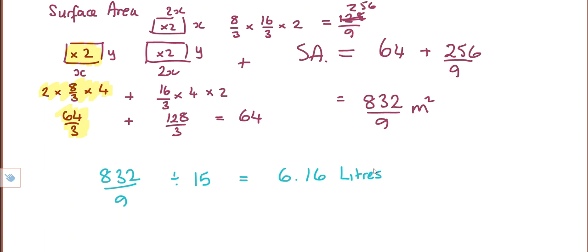Do we all agree? I'm not working it out, so I'm kind of relying on you all to be doing it and checking each other. Do you agree? Yeah, Anna agrees. So 6.16 litres.